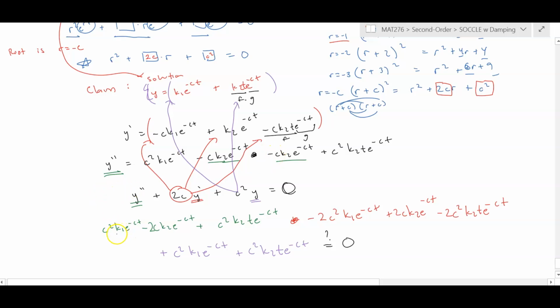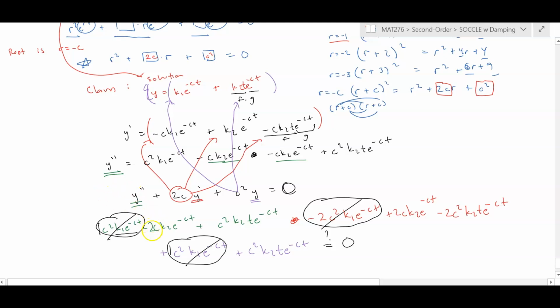Now, anywhere I have a k1 e to the negative ct, here I have c squared of them. I have a negative 2c squared k1 e to the negative ct right there. So here I have positive 1 of them. Here I have negative 2 of them. And if we look a little bit further, right here, we have another positive 1 c squared k1 e to the negative ct. So here we have positive 2c squared k1 e to the negative ct minus 2c squared k1 e to the negative ct. Guess what? These all cancel out. So far, so good.